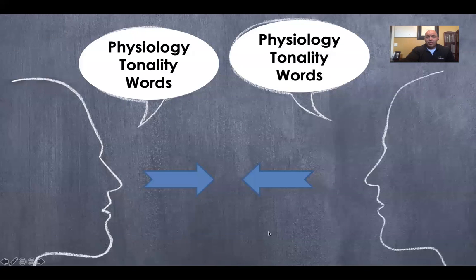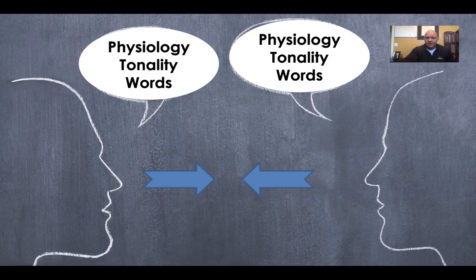And communication works through 3 channels: physiology, tonality, and words. Physiology is 55% of all communication. 55%. That is the biggest component of communication. Tonality is 38%. 38% of communication, and words are 7. Okay. This is why text messages and emails are only so effective, and it's because they only use words.